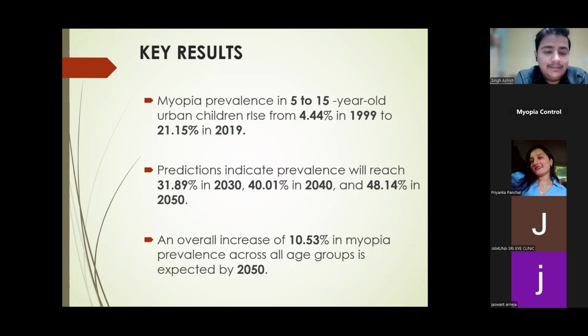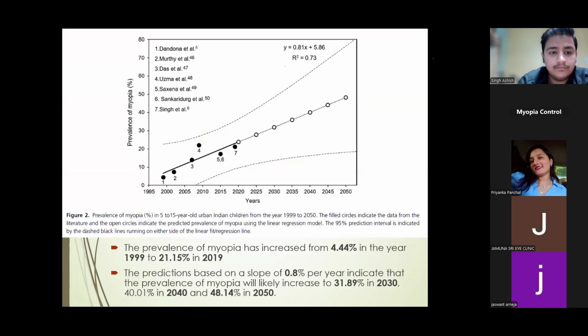Here are the key results shown in this study. Myopia prevalence in children 5 to 15 years rose from 4.49 in 1999 to 21.15 in 2019. Predictions indicate prevalence will reach 31.89 in 2030, 40% in 2040, and nearly 50% by 2050. An overall increase of 10.53% in myopia prevalence across all age groups is expected by 2050. Here is a graph representing the prevalence of myopia in children aged 5 to 15 between 1999 and 2050. As we can see, the prevalence of myopia percentage is on the left side and the years between 1995 to 2050 are shown. The graph of myopia prevalence has been increasing, as shown.